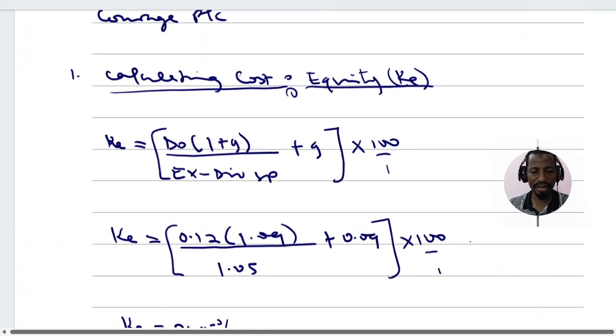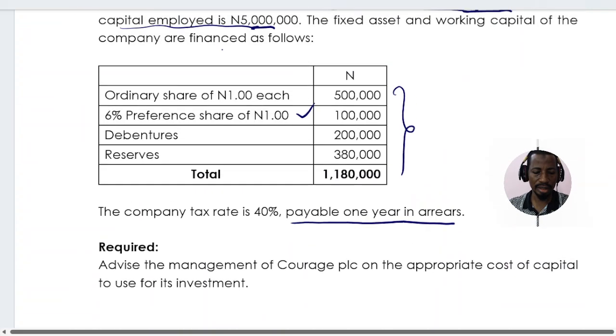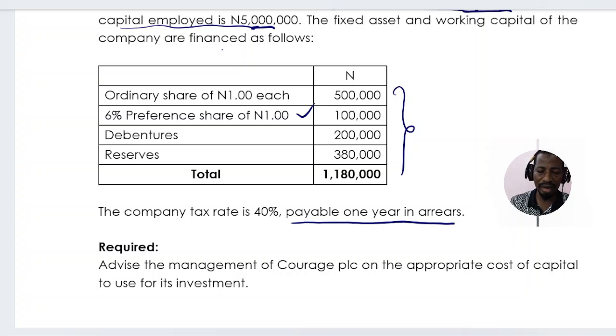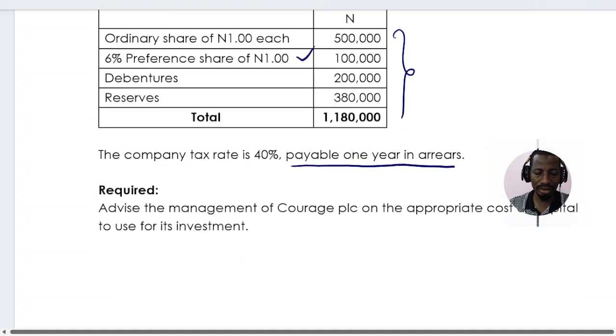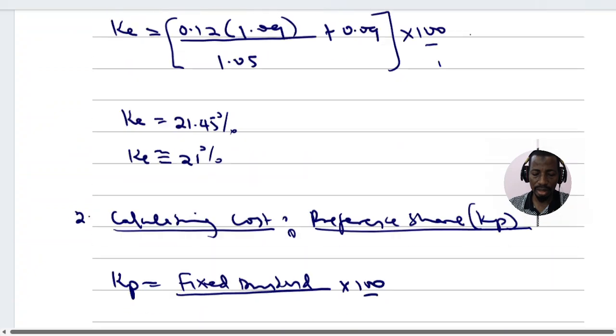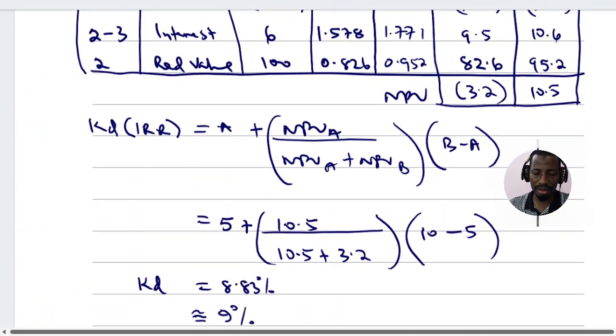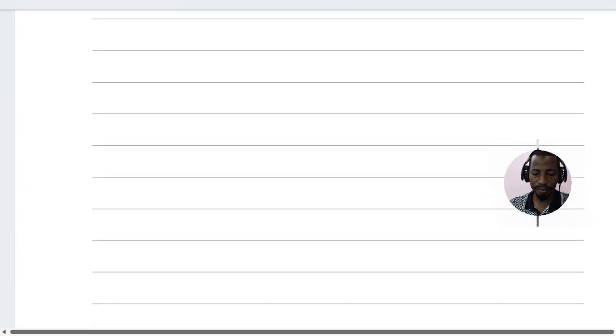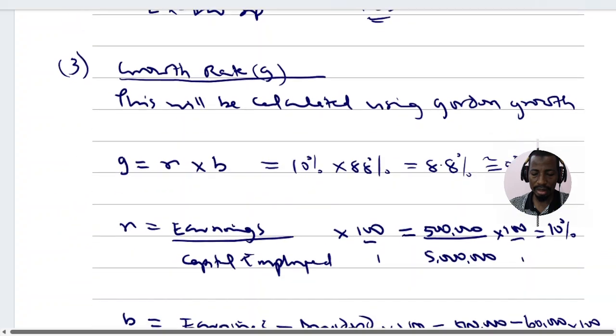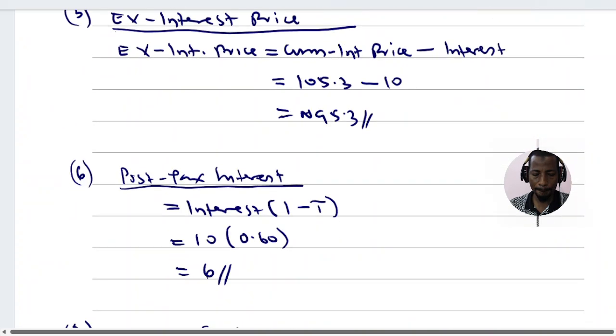The number of preference shares is 100,000 shares, because the share capital is 100,000 naira divided by 1 naira nominal price. That will give us 100,000 shares. So 100,000 shares multiplied by the ex-div share price of 34 kobo. That's 34,000 naira.